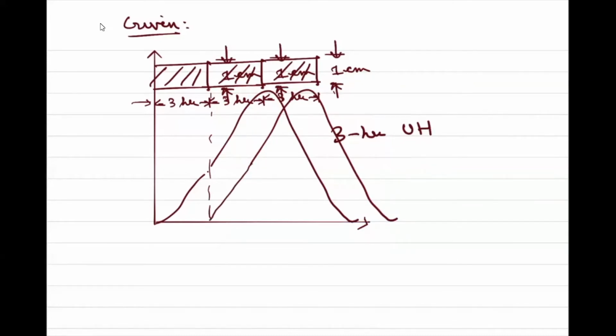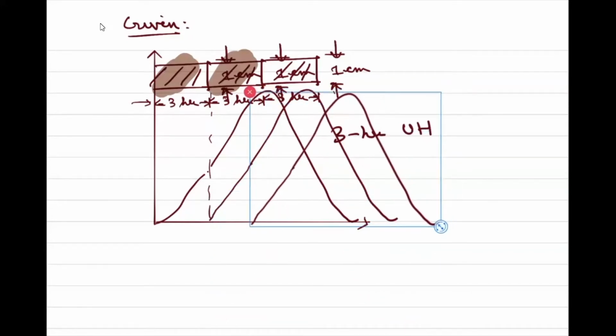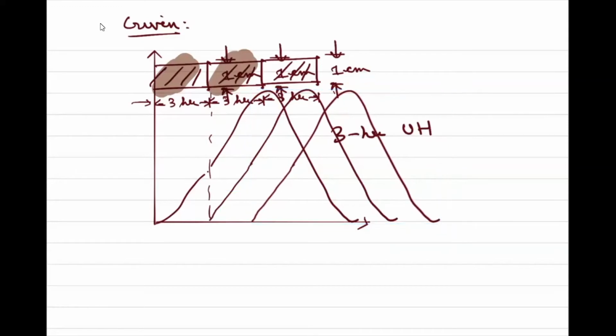Make sense? Again, I have accounted for this block. This block has been accounted. This has been accounted. I'm left with the third one. So I will again do the same thing: copy it, paste it, and making full use of technology, I have obtained the 3 hydrographs, each lagged by 3 hours.